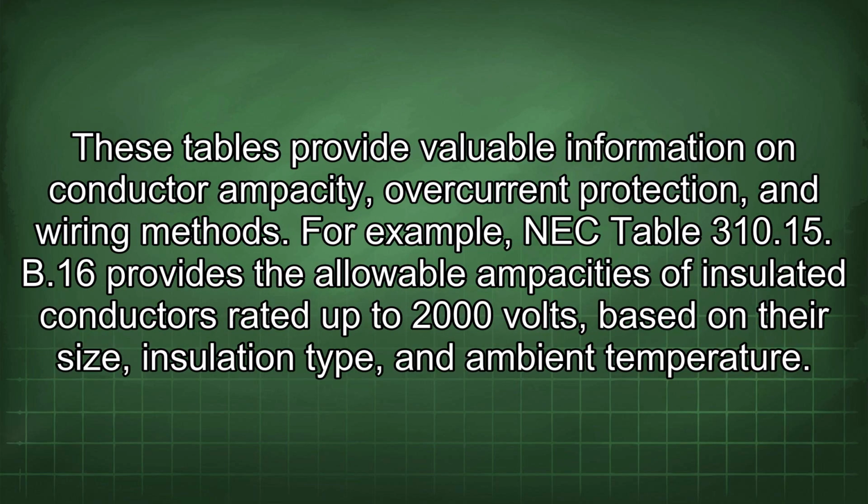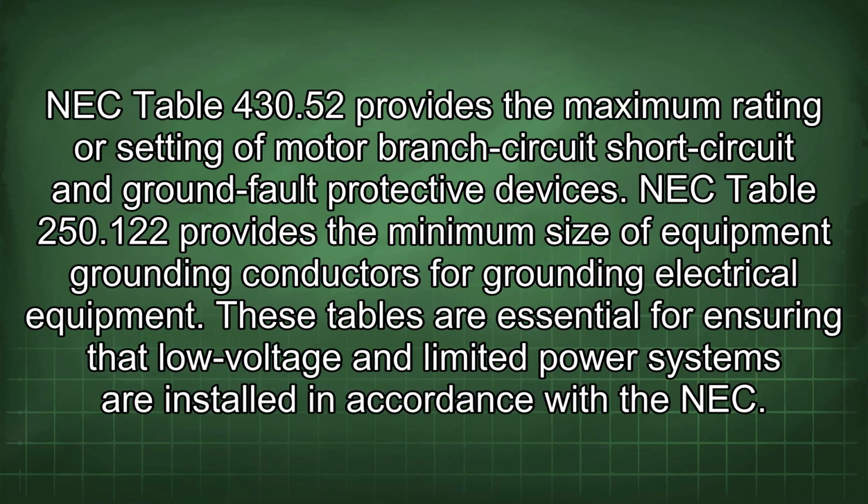These tables provide valuable information on conductor ampacity, overcurrent protection, and wiring methods. For example, NEC Table 310.15(B)(16) provides the allowable ampacities of insulated conductors rated up to 2000 volts, based on their size, insulation type, and ambient temperature. NEC Table 430.52 provides the maximum rating or setting of motor branch circuit, short circuit, and ground fault protective devices.